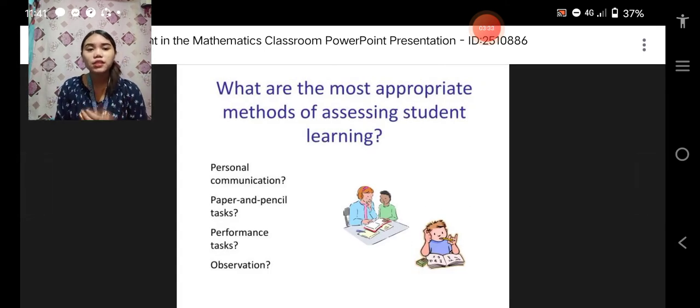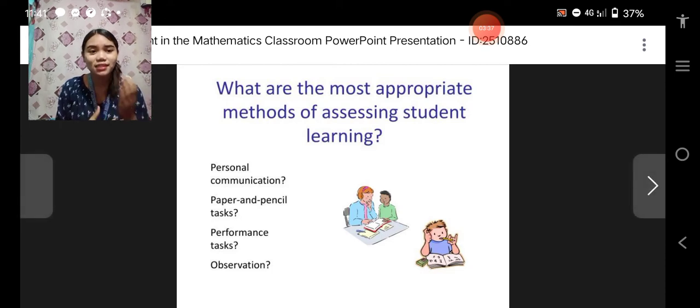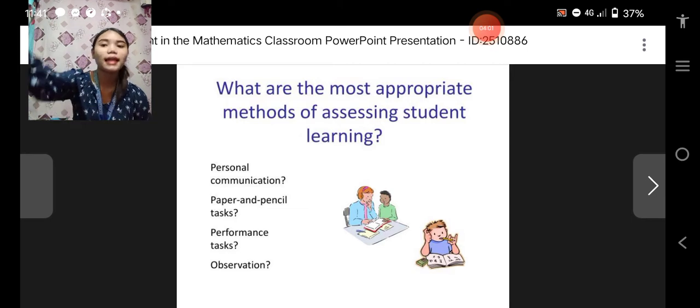The next one is: what are the most appropriate methods of assessing students' learning? First, we have personal communication, paper and pencil tasks, performance tasks, and observations. So personal communication is one of the semester courses that teaches students how to become effective in verbal and nonverbal expression.